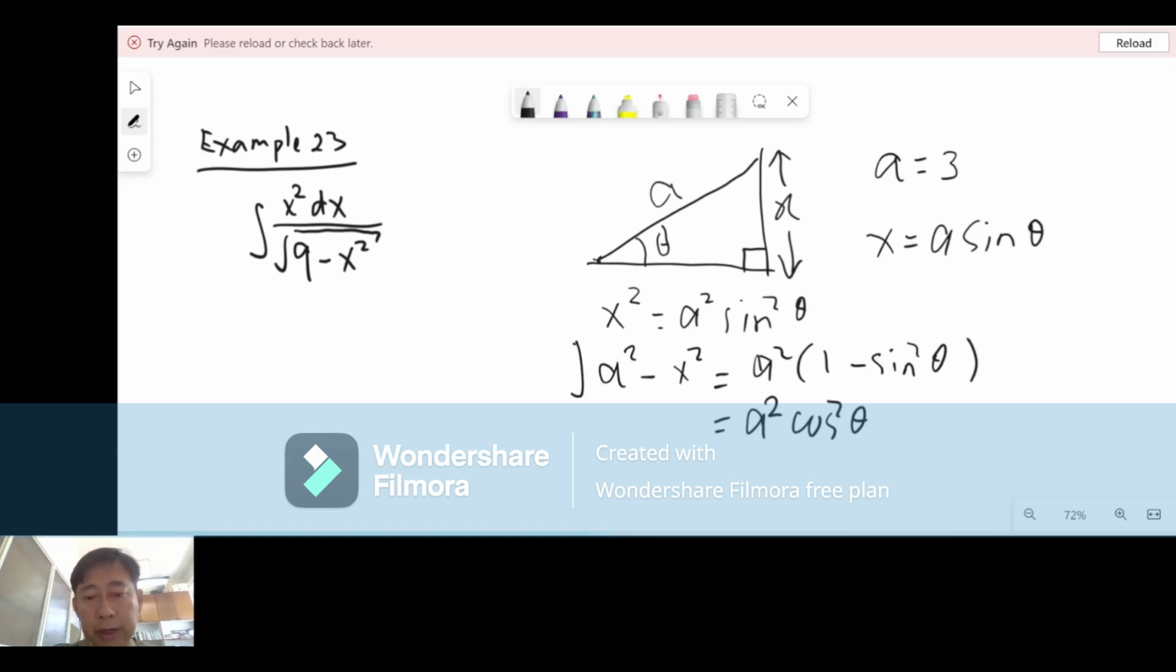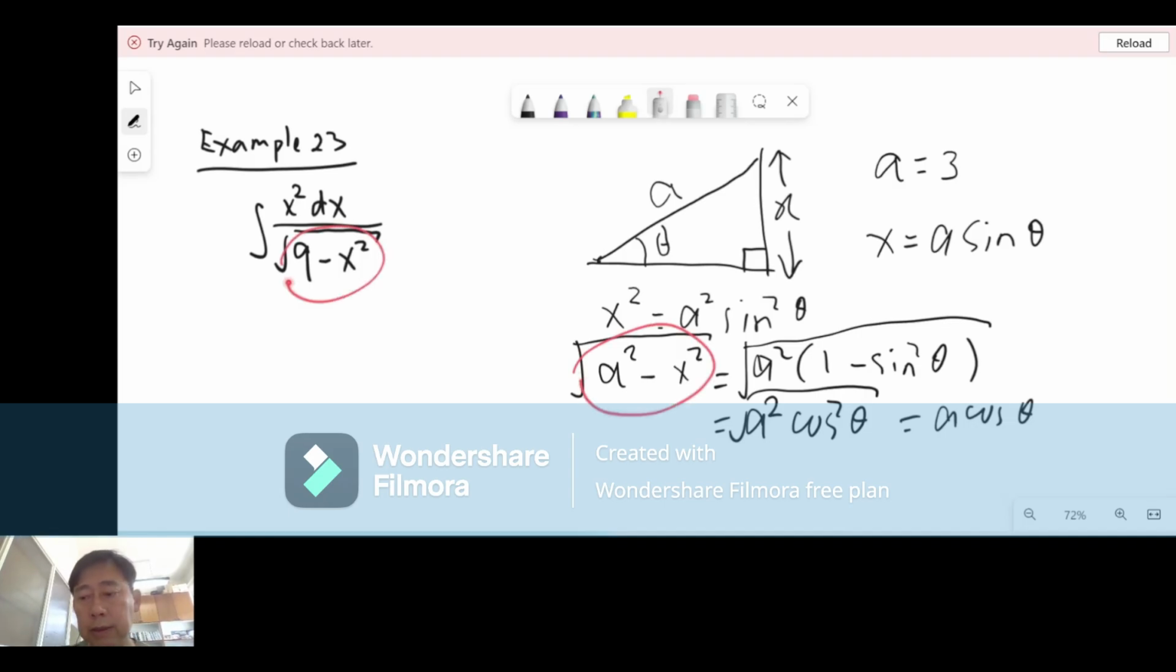And then I'm going to take the square root of the expression, and this turns out to be a cos theta. Therefore, the square root term is simply expressed in terms of theta as a cos theta. Then we also need the expression for dx. Dx is obtained by referring to this substitution rule, which is just a cos theta d theta.